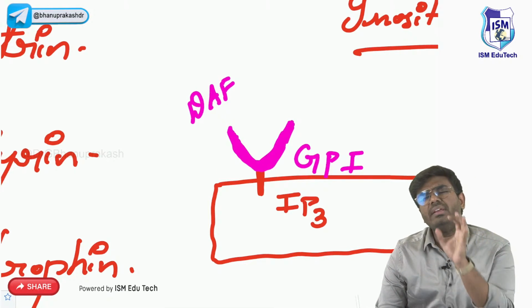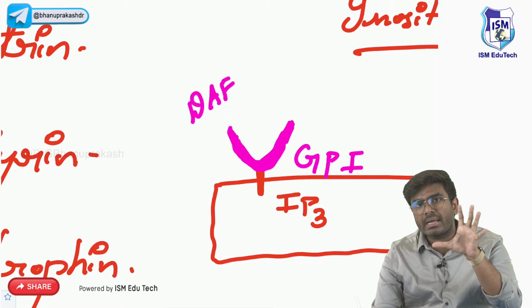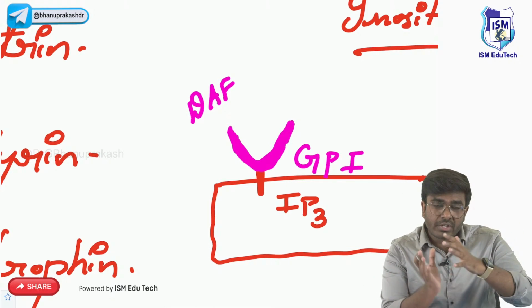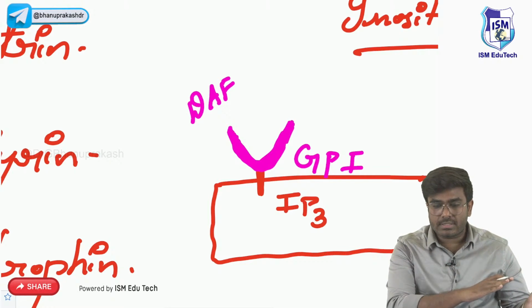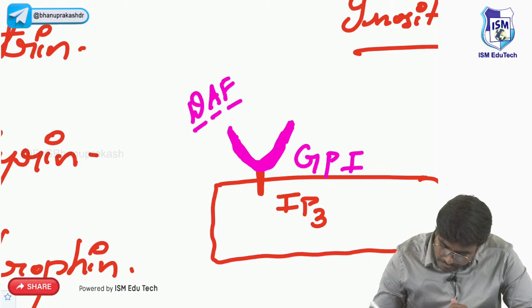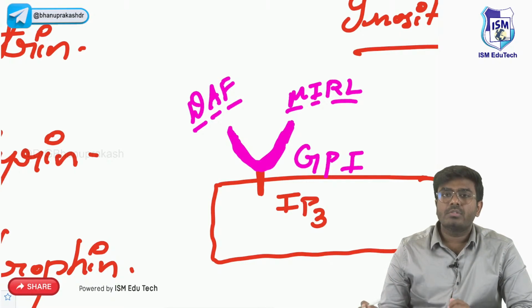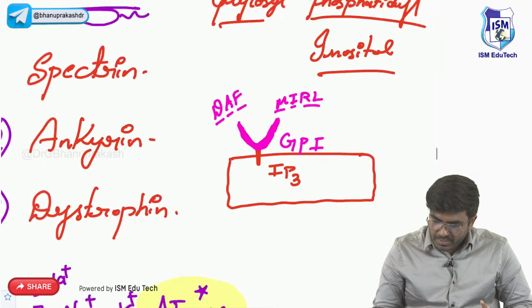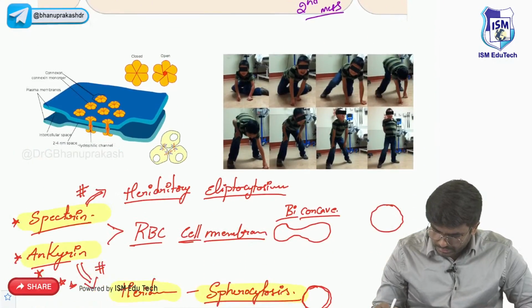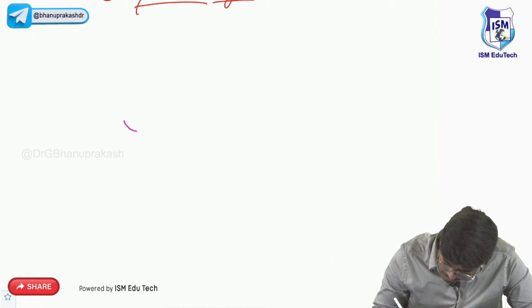DAF. Guys, this is very, very clinically important. We are trying to integrate it with clinical cases. There is something called DAF and MIRL. Don't worry, I will explain to you. Let me write it down here. Especially on the surface of your RBCs.